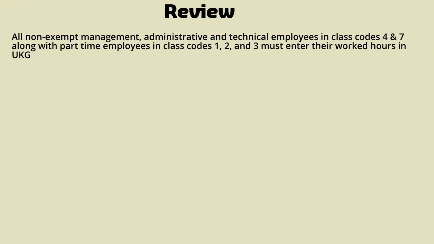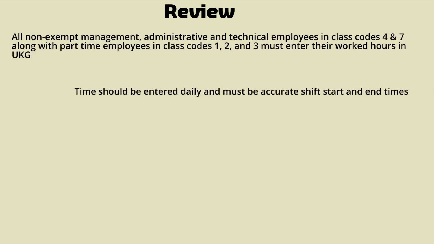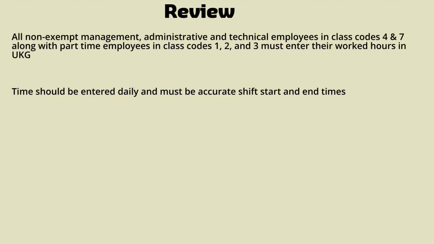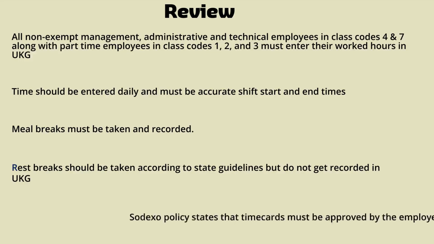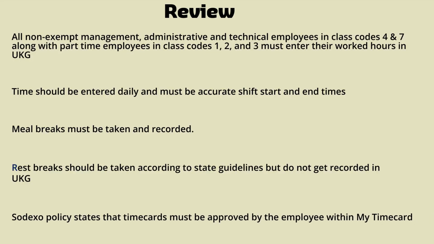Let's close it out with review of entering worked and non-worked time. For those employees in class codes 4 and 7, along with part-time employees in class codes 1, 2, or 3, must enter all hours worked into UKG. Time should be entered daily and must be accurate shift start and end times. Meal periods must be taken and recorded. Rest breaks should be taken in accordance with the applicable state guidelines, but do not get recorded in UKG. As stated in the employee handbook, time cards must be approved at the end of the pay period within my time card.